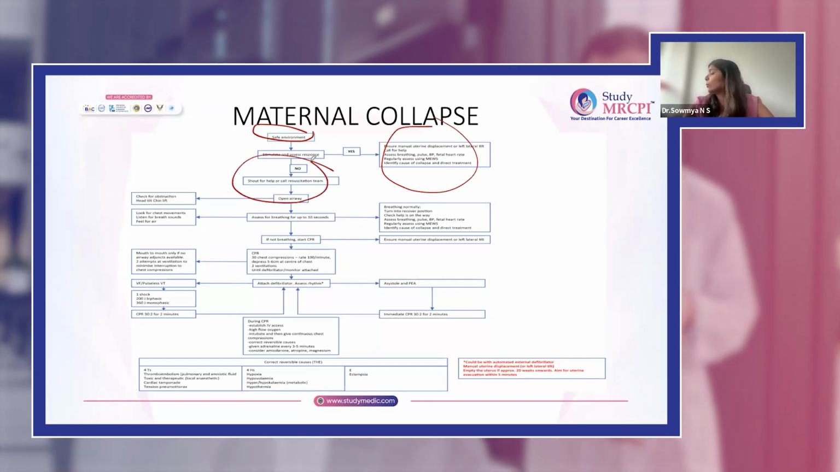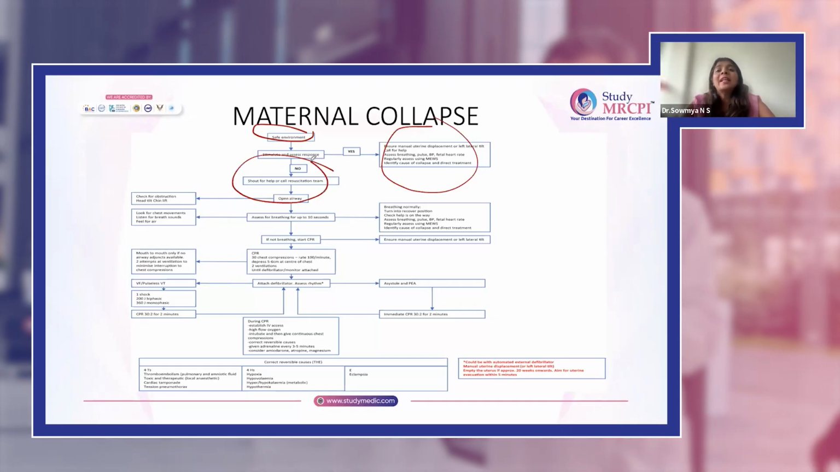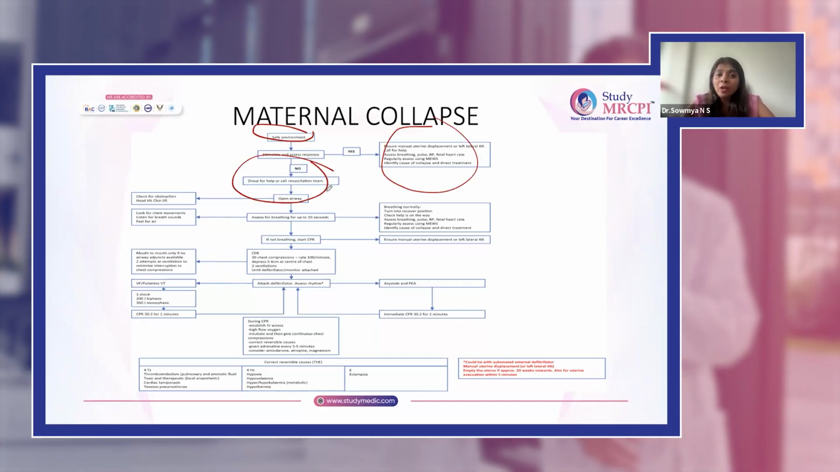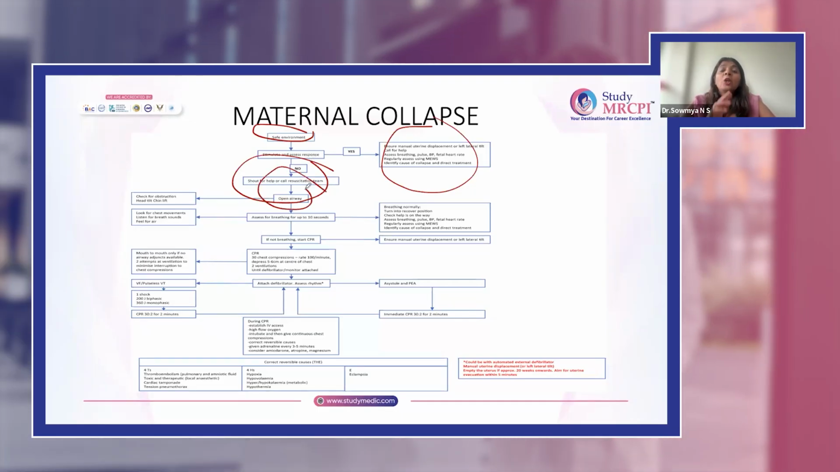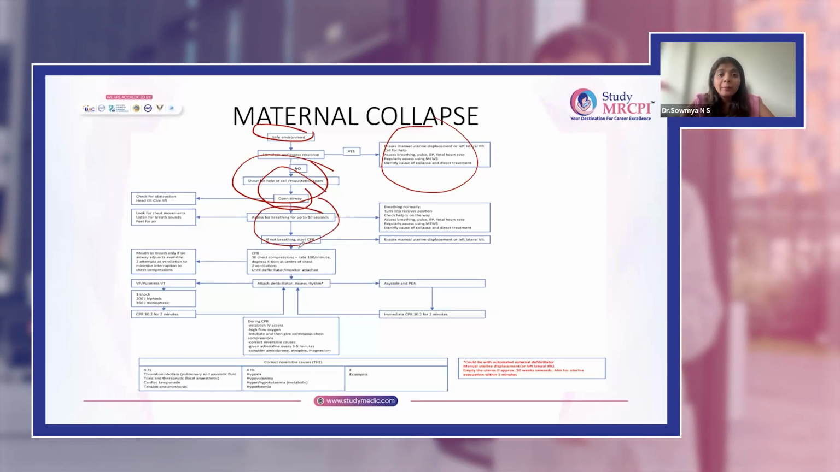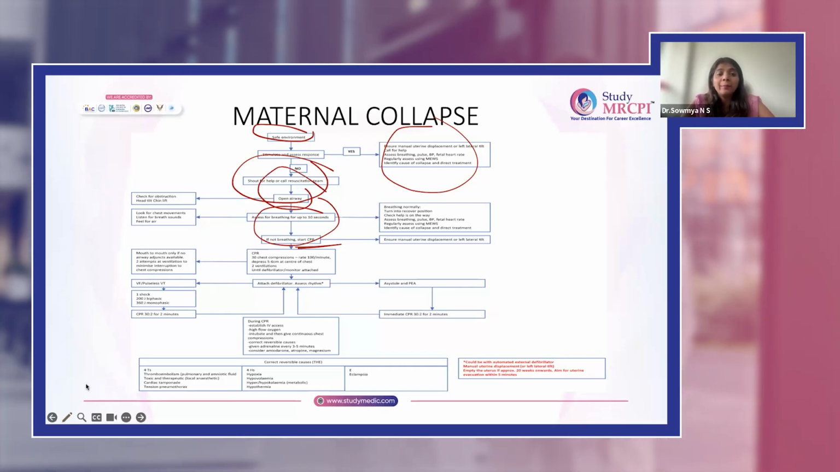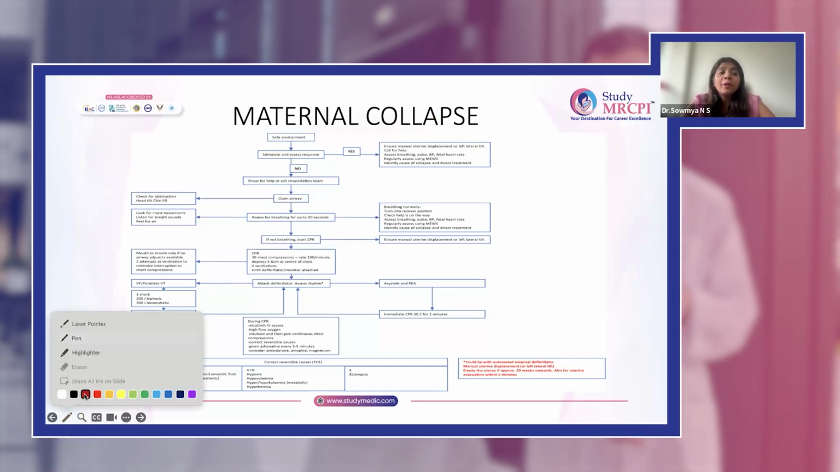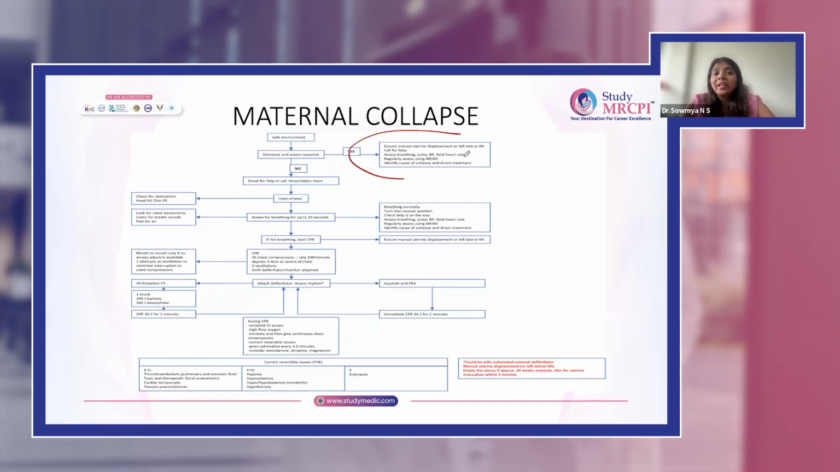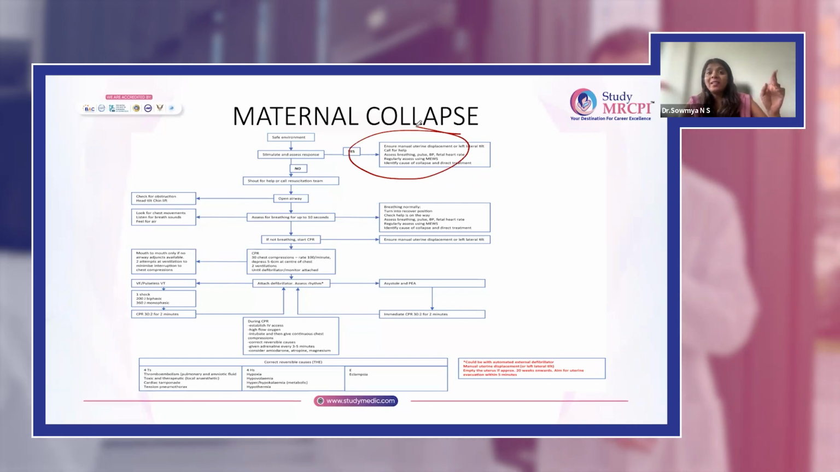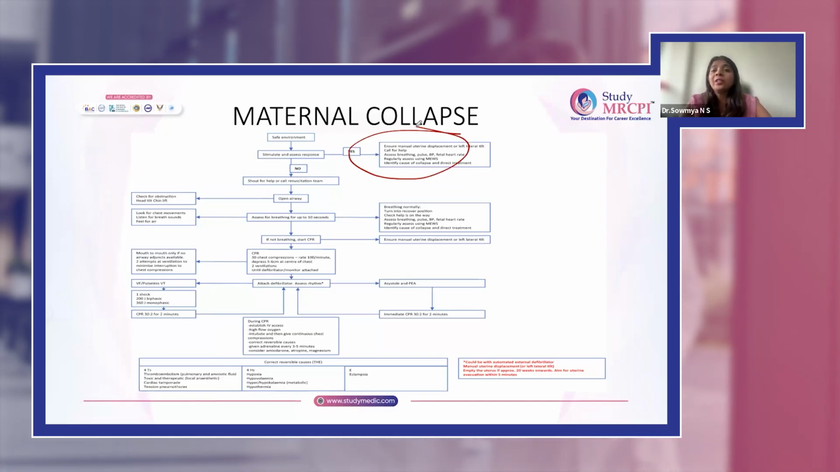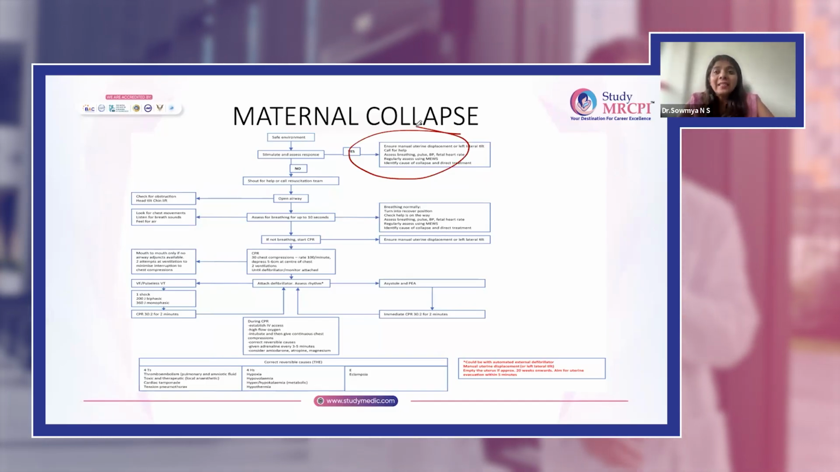If that is not the case and you are not getting any visible response even on tapping her and calling her name, then you have to immediately shout for help, call for help, open the airway, and quickly assess her breathing for 10 seconds. If there is no breathing, please start CPR immediately. And remember, because we are dealing with a pregnant woman, the maternal uterine displacement or the left lateral tilt is a must before you go ahead. Not the complete left lateral position. Uterine displacement is the key here.